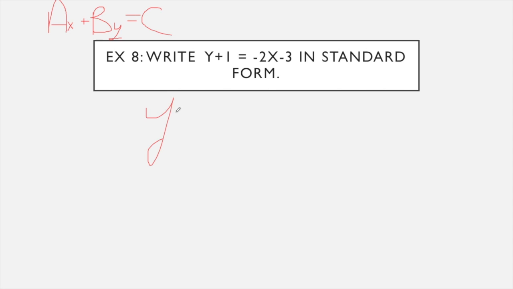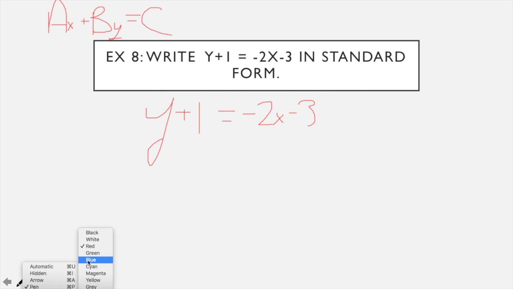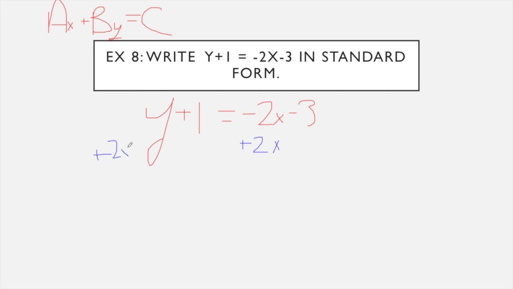So we're given to start our blank equation. Now we want our x's on the same side. So let's add 2x to both sides. And see what happens here. So -2 plus 2 becomes 0, so this goes away. On the left, we're going to get 2x plus y plus 1 equals now a negative 3.